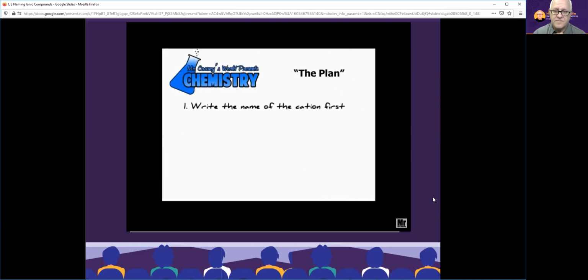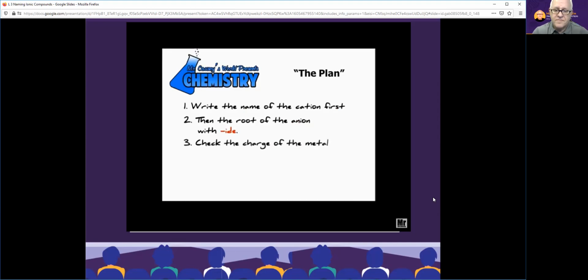One of the first things you want to do is write the name of the cation, and that's usually the first element, and it's the metal. Then you want to take the root of the anion and add IDE, just like oxygen. The root is ox, so add IDE and you have oxide.